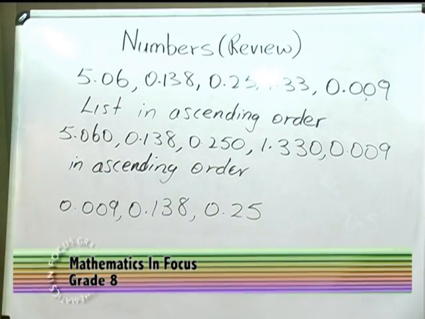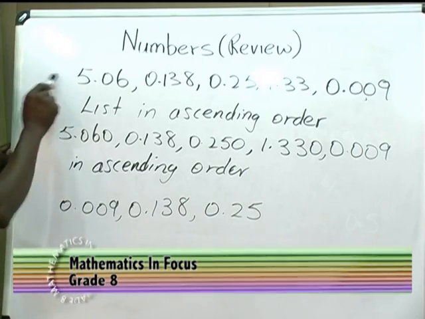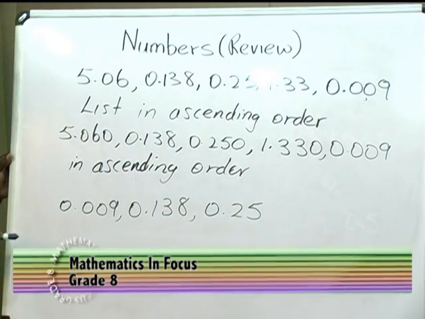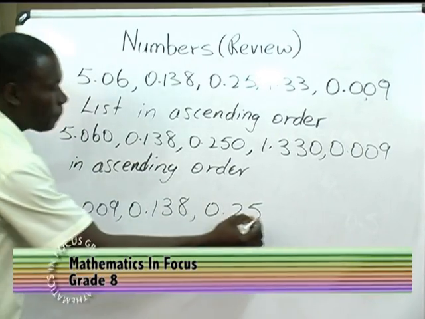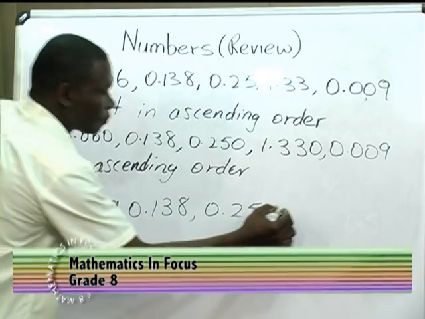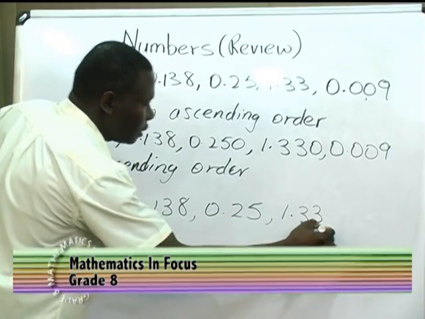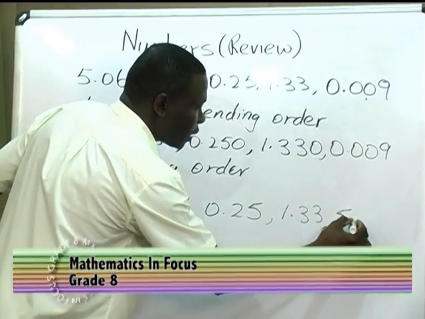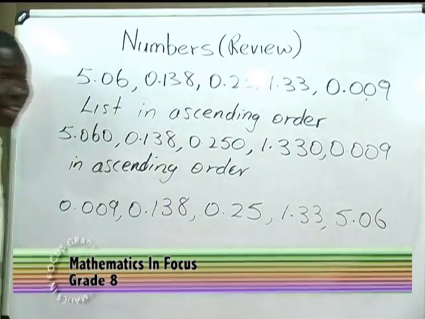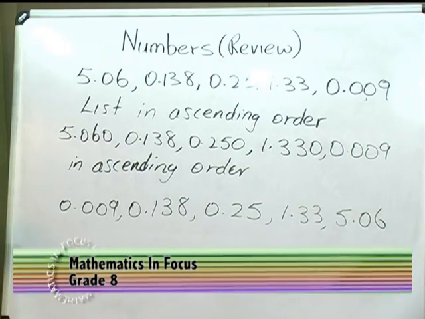But we stop with 0.25 because remember, the numbers which we have to order is this set of numbers. We just modify it to look like this. When we're going to list them in order, we're taking from this set here. Followed by 1.33. And then we have 5.06. And that is how we order numbers.